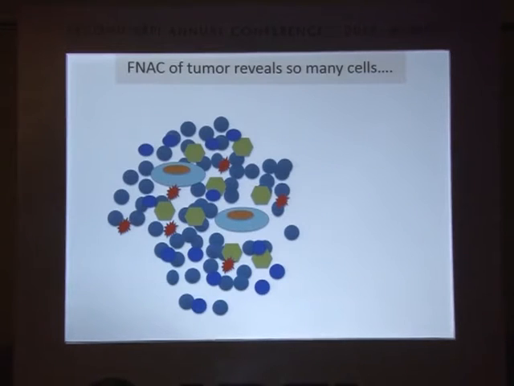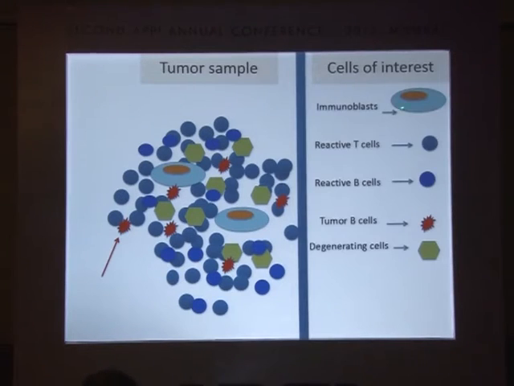Now, as I mentioned, let's say this is an FNAC of a sample and it has 5 types of cells. These are the large cells like immunoblasts. Then there are small cells. These could be T cells, these gray color cells, and blue color small cells are B cells. And now these sharp edged cells are tumor cells, and there are some degenerating cells. Now if you do FNAC, how many tumor cells are there? 1, 2, 3, 4, 5. Out of maybe 100 cells, only 5 are tumor cells. So your cells of interest are few.